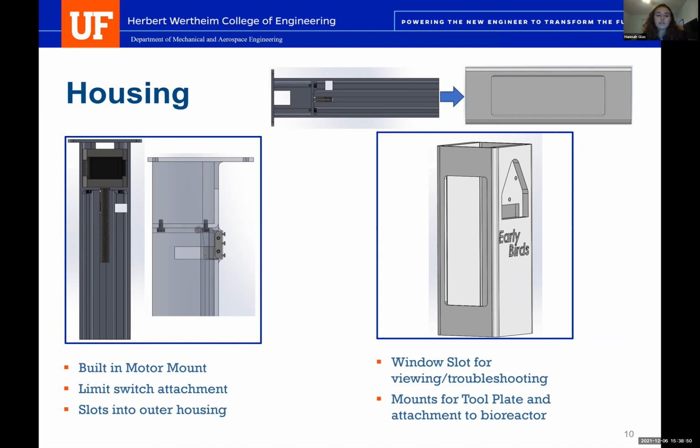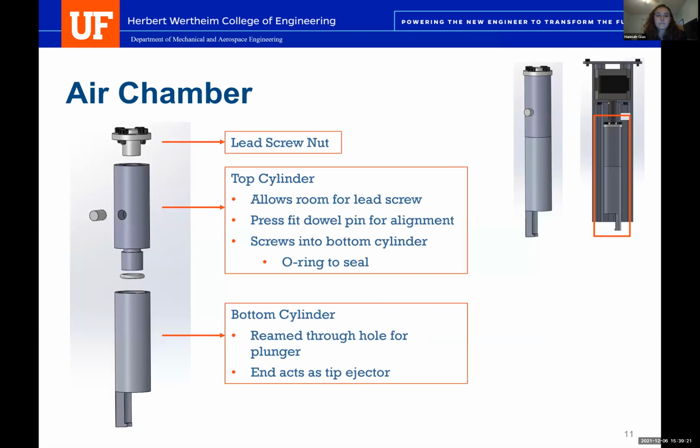On our inner housing, we have an integrated motor mount and limit switch attachment, which was a big improvement because on our initial design, those were both separate pieces. So we were able to integrate it all into one piece. And then on our outer housing, we had a large slot that was really helpful for viewing it during its movement and also for troubleshooting during testing, so we could see what was going on. And we also have mounts for our tool plate and how it attaches to the bioreactor.